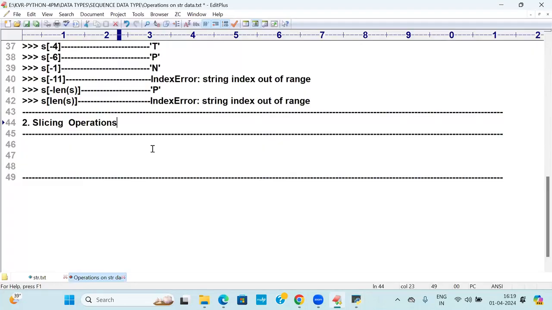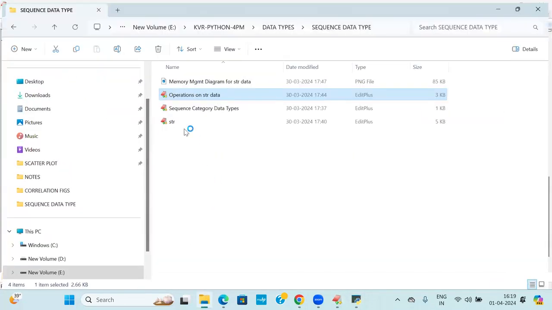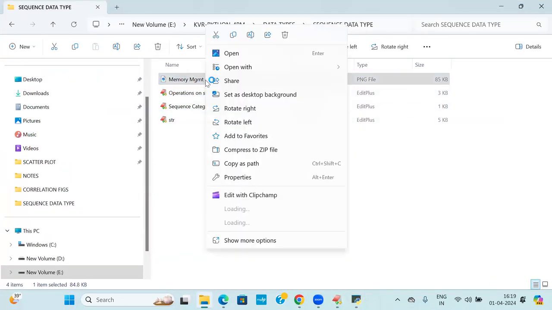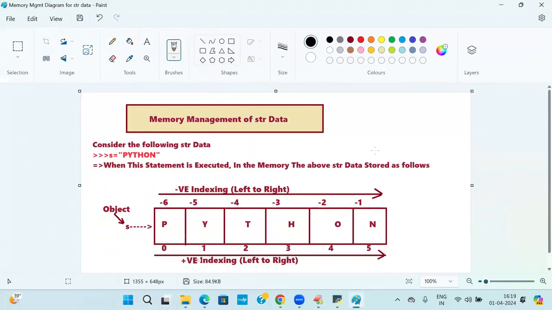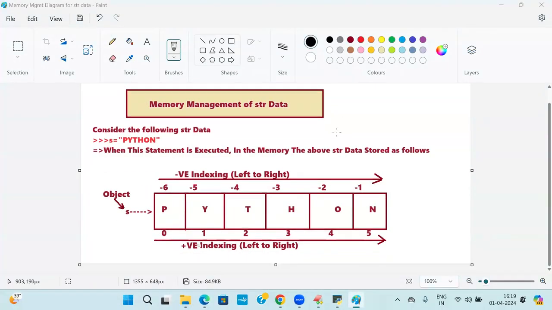Now I'm going to enter into the further topic. Let me open my diagram also. Do you remember the last class memory management diagram, students? Yes. Look at it, a beautiful diagram. This is what I was saying, right?